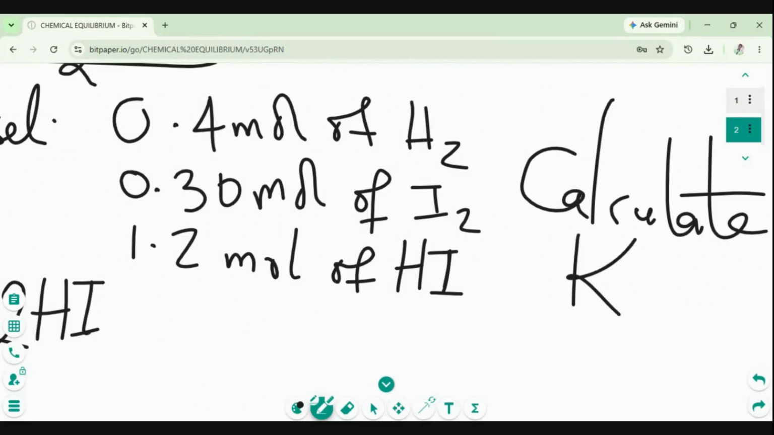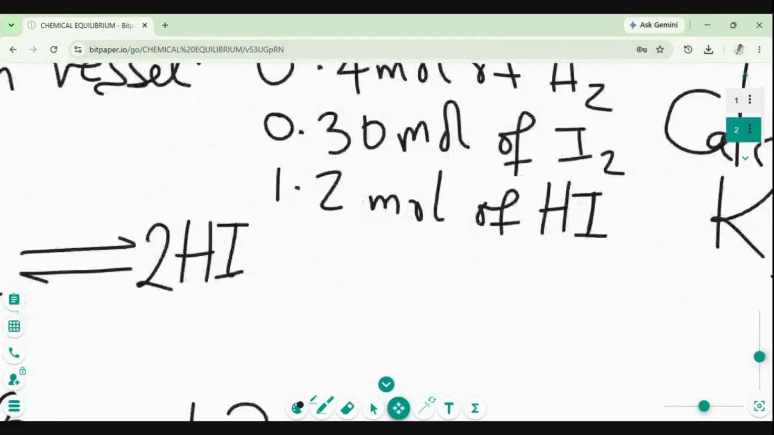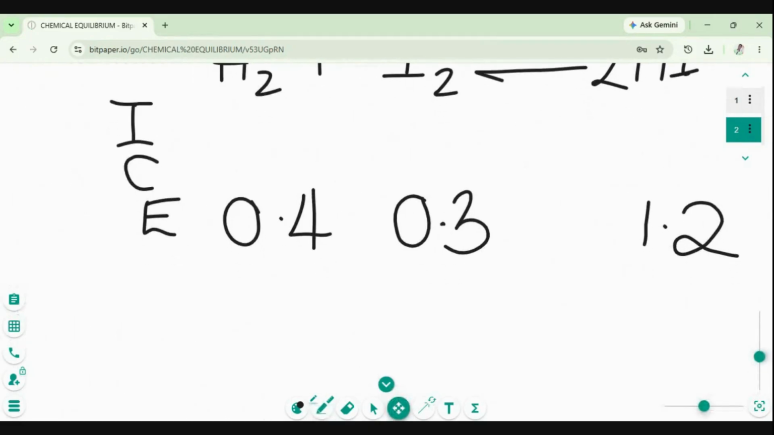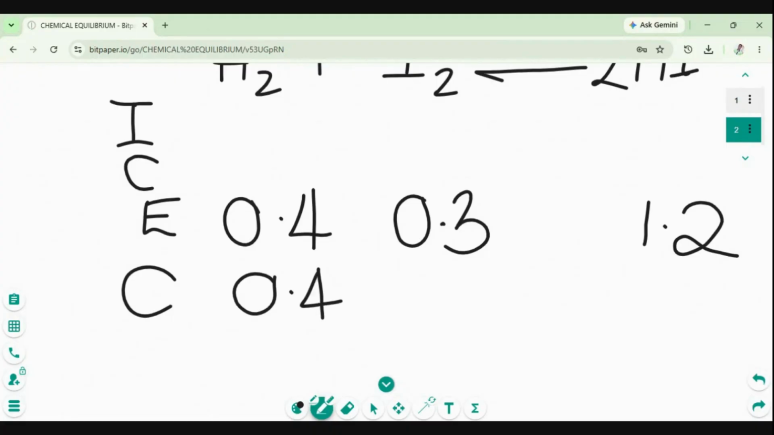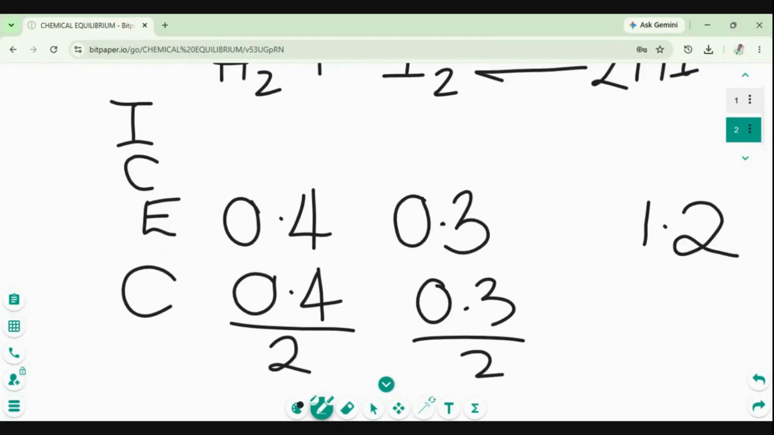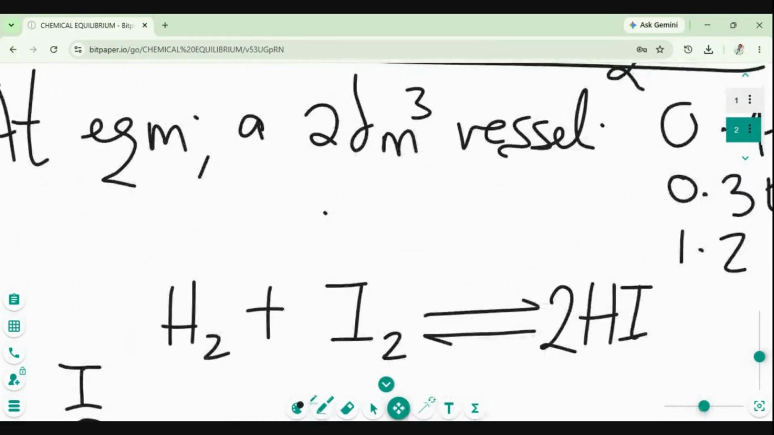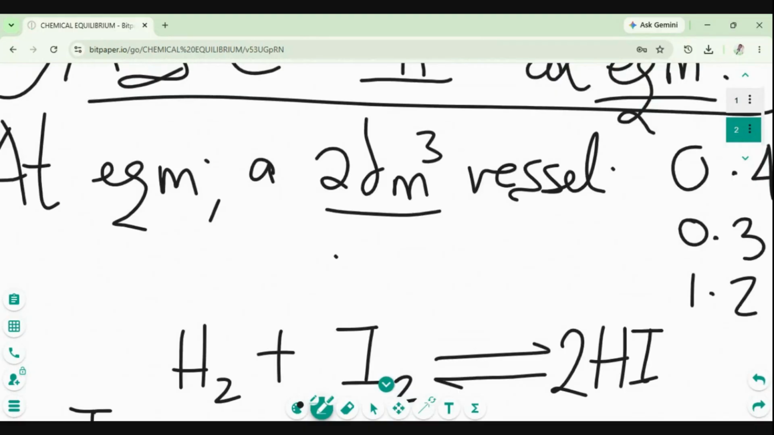Actually the case C. Now, if I want case C, it means I want concentration. How do we get concentration? Number of moles over volume. That is something we have seen already. So it will be 0.4 over 2, 0.3 over 2, 1.2 over 2. Why am I dividing by 2? Because my volume is 2 decimeters cubed.